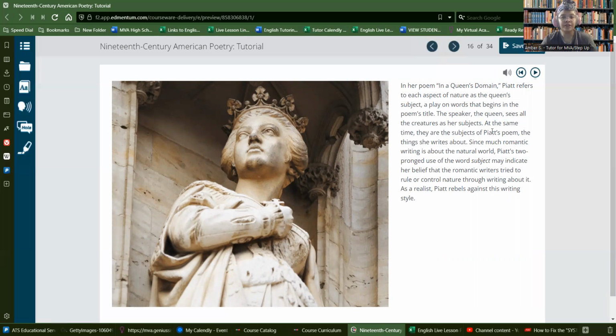They are the queen's subjects in that she has power over them, and in a similar way, Piat has power over what she's writing about.